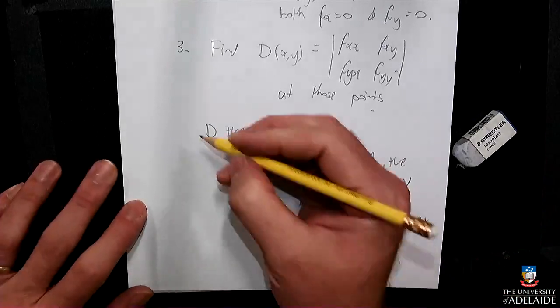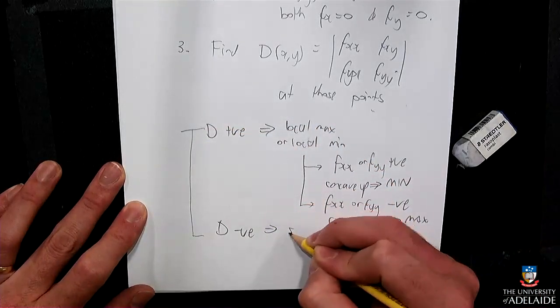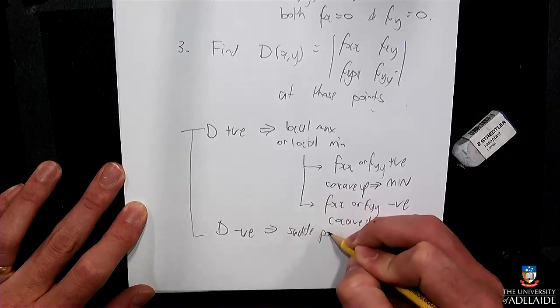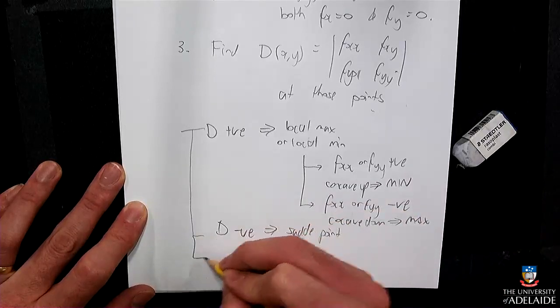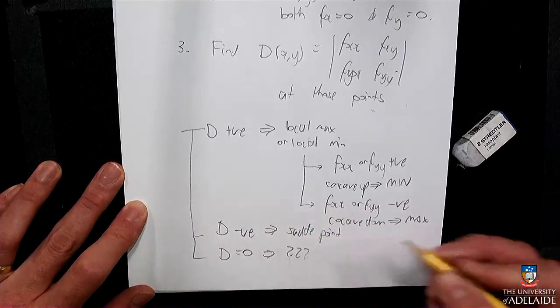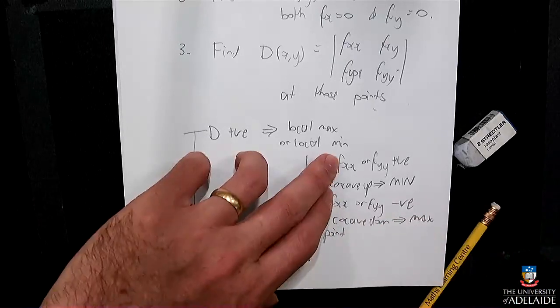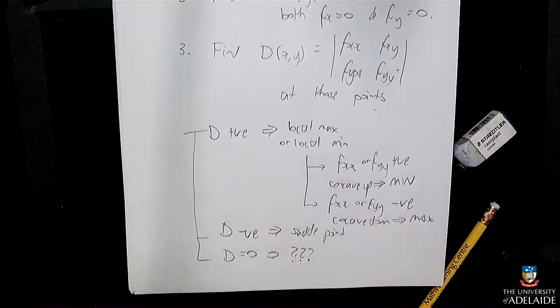Now the other thing that might happen is that D could be negative, which makes it a saddle point. Or it could be that D is 0, which tells us nothing, which means we might have a hope if we go back to here and find that one of them's positive and one of them's negative. Actually, no, that'll always be a saddle point. So, yeah, we would have come out as this being negative if we did that.